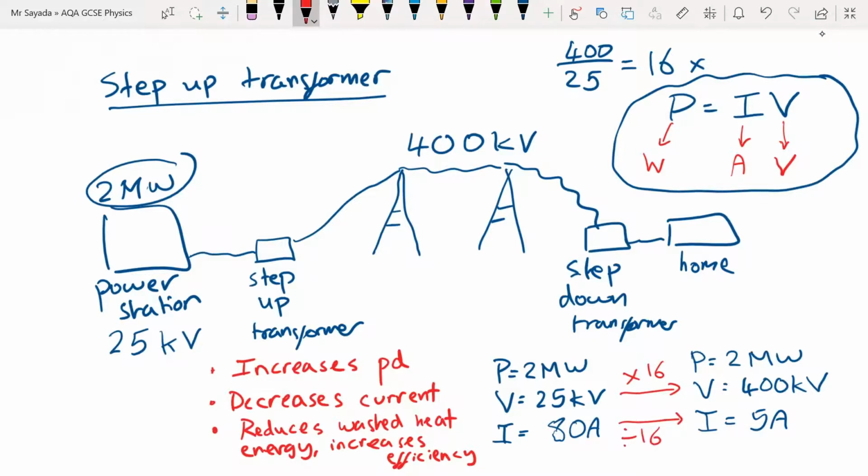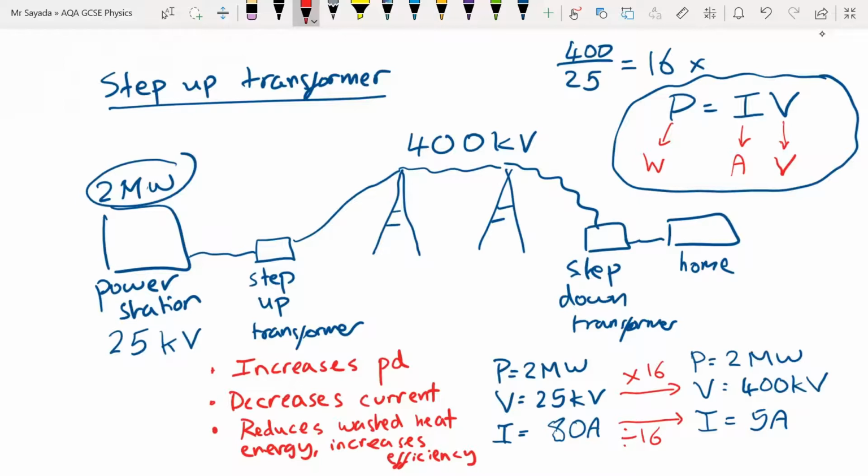So what the step-up transformer does is it increases the potential difference, which decreases the current. That means we now have a lower current in the cables, which reduces the wasted heat energy. It reduces the resistive heating, which means we get less dissipation, less wasted energy. That increases the efficiency of the transfer.